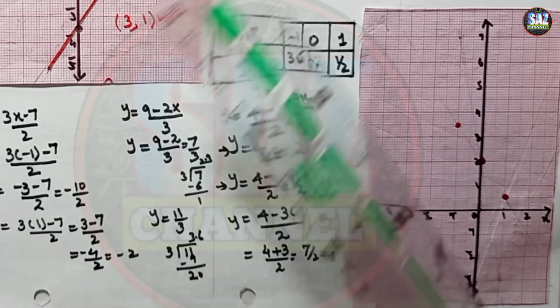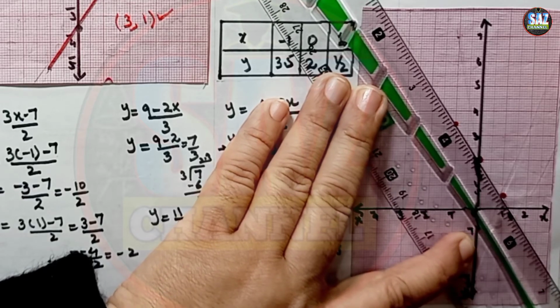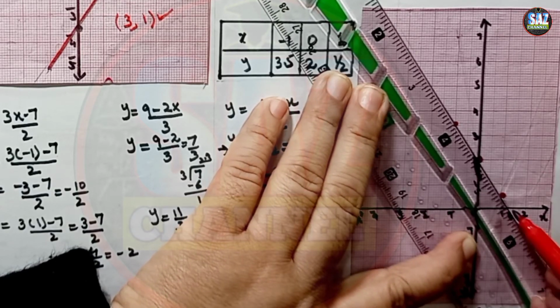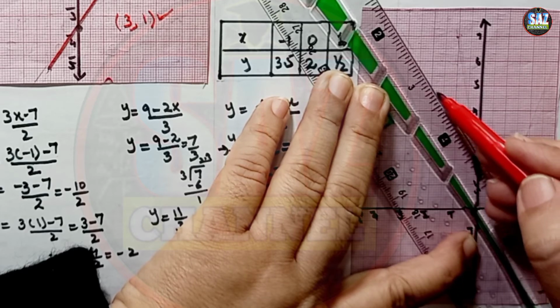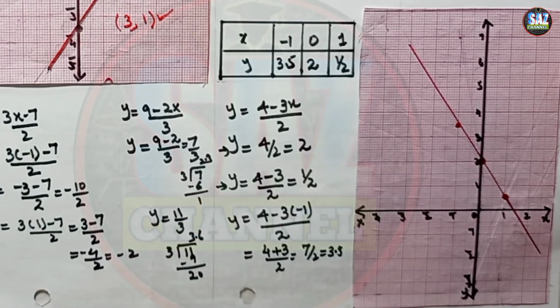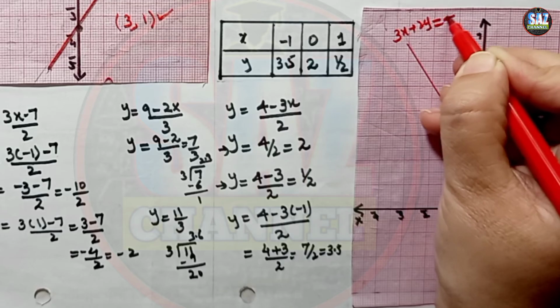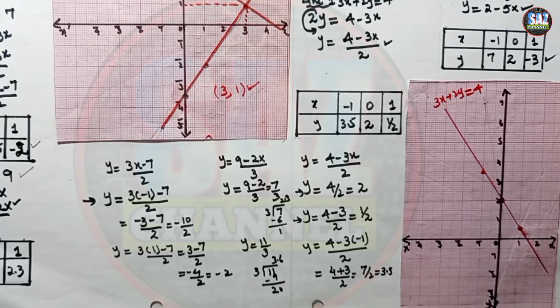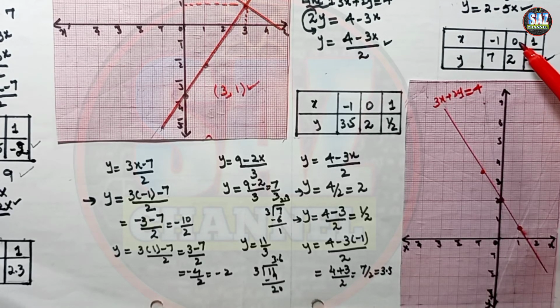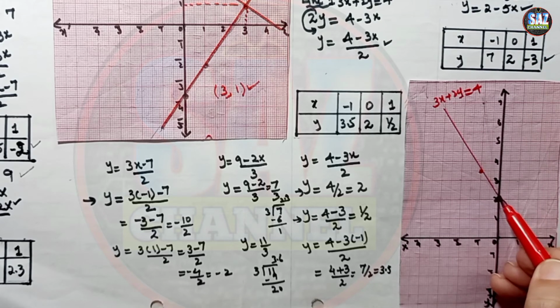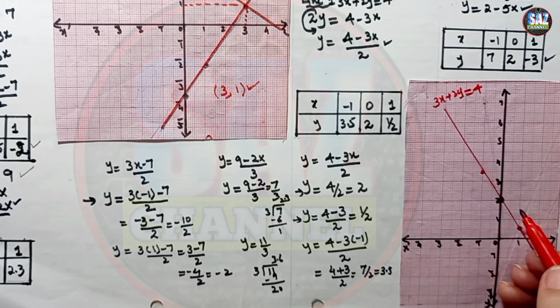And now draw the line that has to pass through these 3 points carefully. Let me draw the line and label the line as well. This is the line for 3x plus 2y equals 4. Now let's move to the plotting of the second line. If we look at the table, when x is 0, y is 2, so the first point will be coming for the second line again at this place. When x is 1, y is minus 3, so the point will be coming at this place.